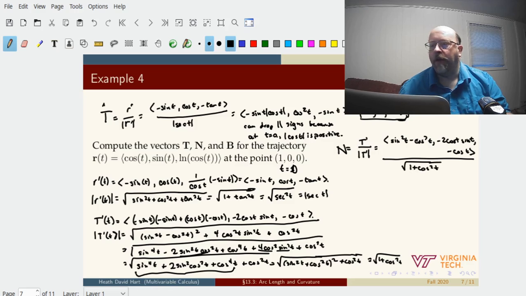And again, we know that t is equal to 0. So sine squared of 0 is 0 minus cosine squared of 0, which will be negative 1. This is 2 cosine of 0 sine of 0, that's 0. Negative cosine of 0 is negative 1 again, over the square root of 1 plus cosine squared of 0, which is square root of 2. And so we get negative 1 over root 2, 0, negative 1 over root 2.